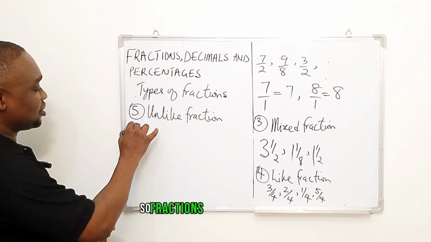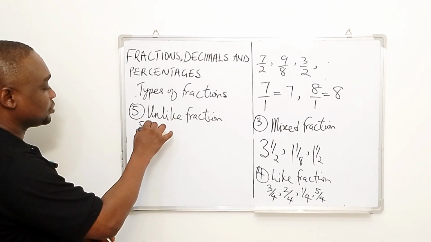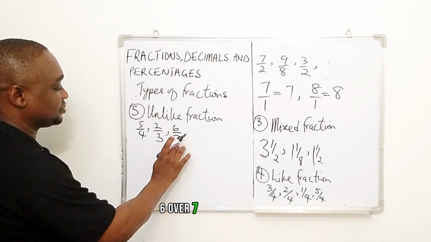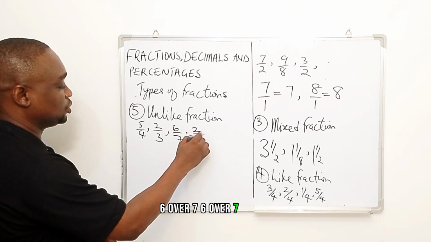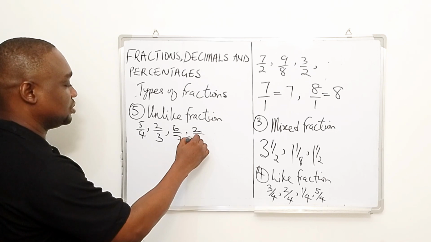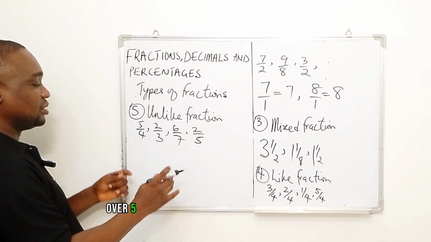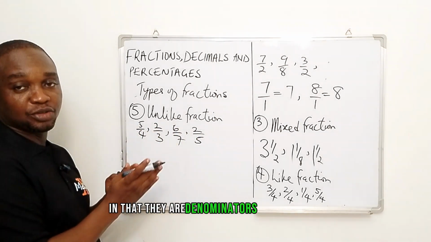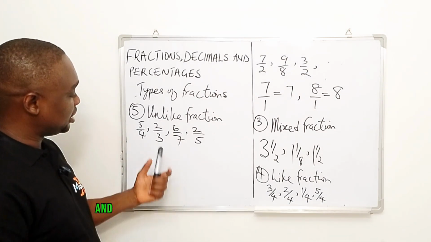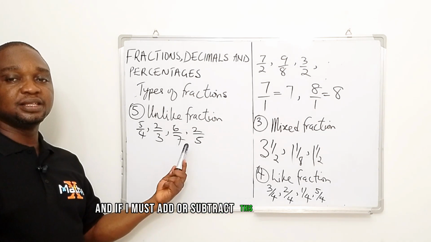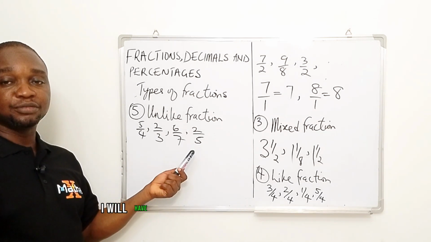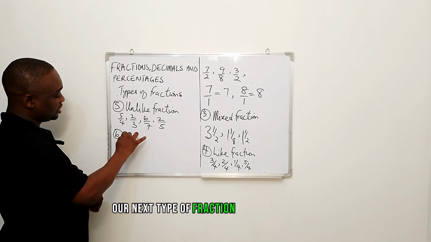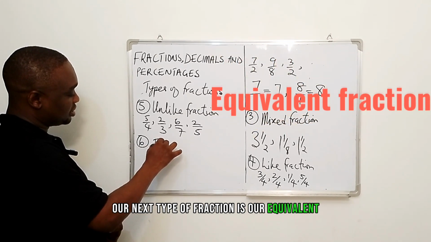So fractions like 5 over 4, 2 over 3, 6 over 7, 2 over 5. So all these are what? Unlike fractions in that their denominators are divergent, are different. And if I must add or subtract this kind of fraction, I will have to find a common LCM for all of them. Our next type of fraction is our equivalent fraction.